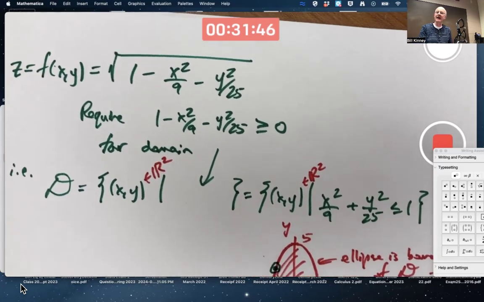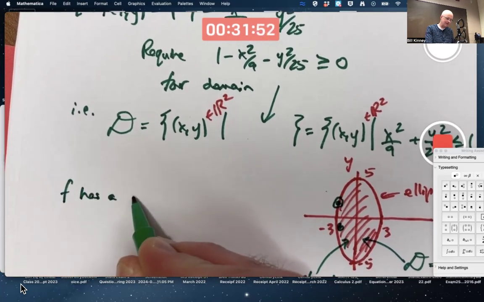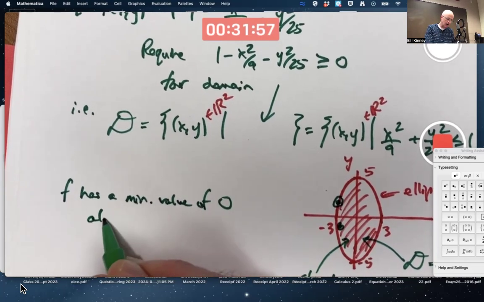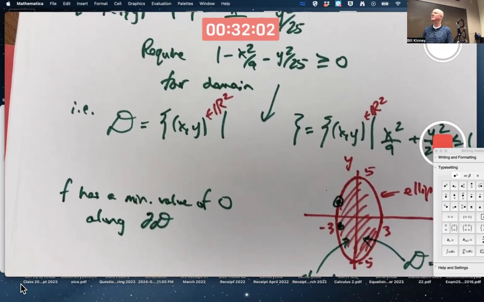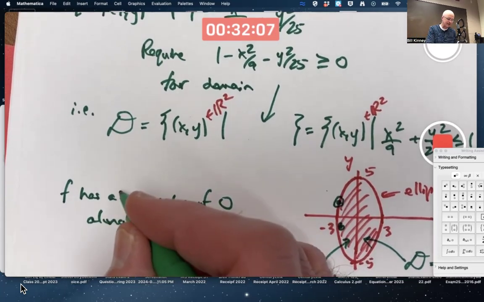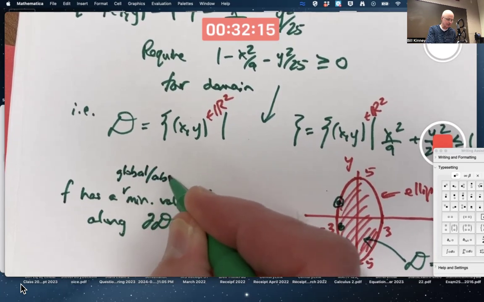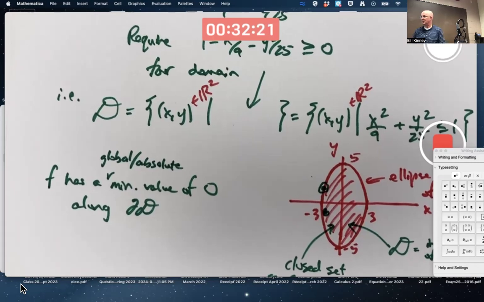So this function has a minimum value of 0 along the boundary. F has a minimum value of 0 along the boundary of D, at all points along the boundary. In fact, you could say it's an absolute minimum, as the book does. I prefer the word global. I'm going to put both words there, global / absolute minimum value. It's as small as it can be, globally, absolutely.